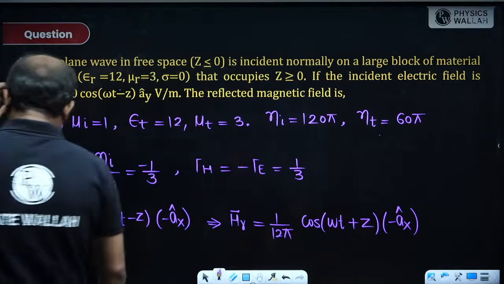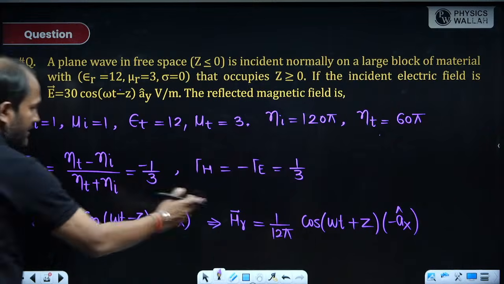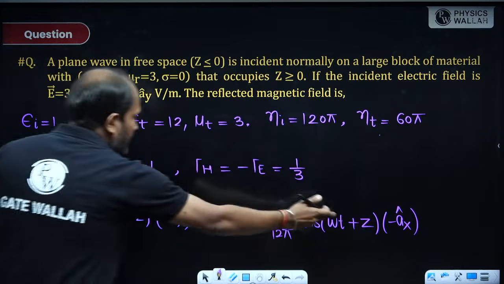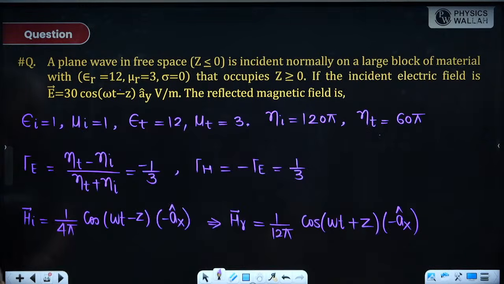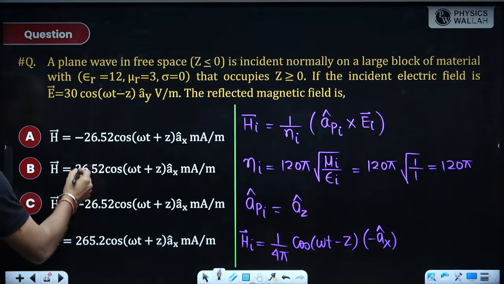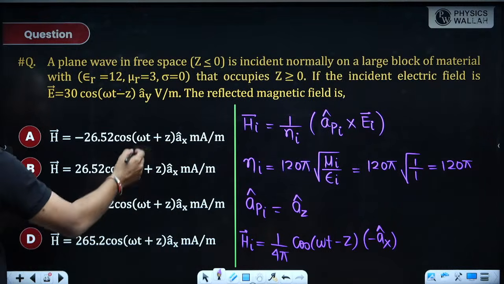So this is the value. In reflected, only the propagation direction is changing, so multiply with gamma h and change the direction of propagation. We have solved many questions like this. So 1 by 12 in milliampere, so 1000 divided by 12 pi. It will be 26.52. 26.52 minus x cap minus x plus x. So both are in plus.